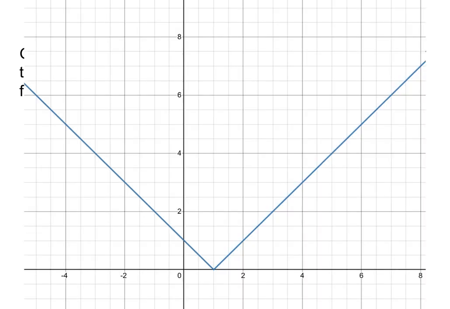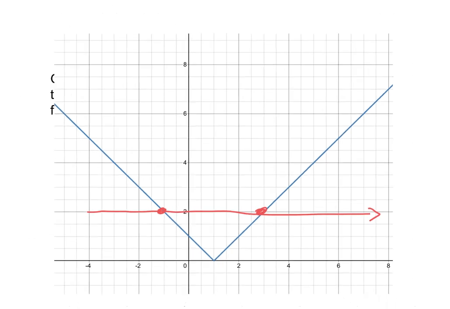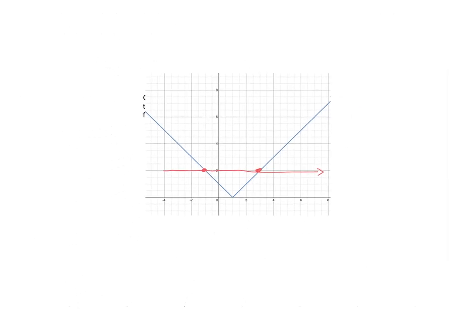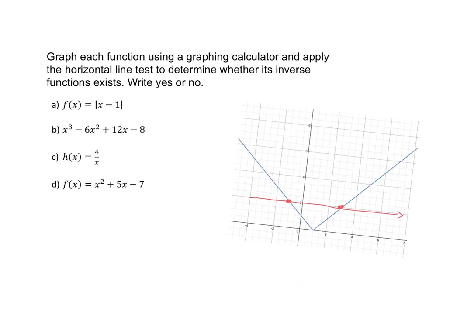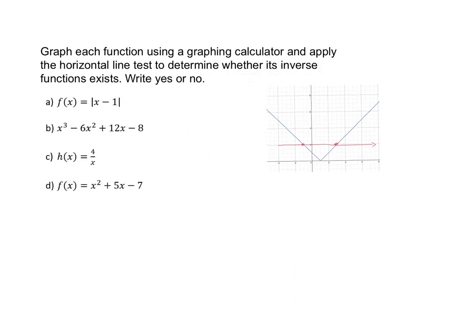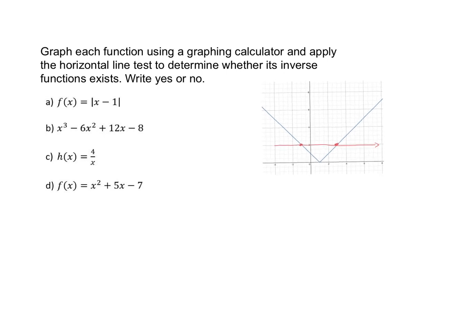For my first equation, I end up with this absolute value image. If I were to pass a horizontal line through this, there will be too many x values corresponding to the y, so it fails. So the first one is no.